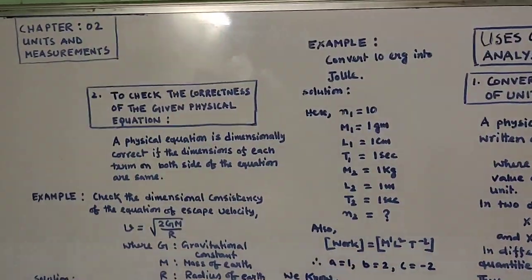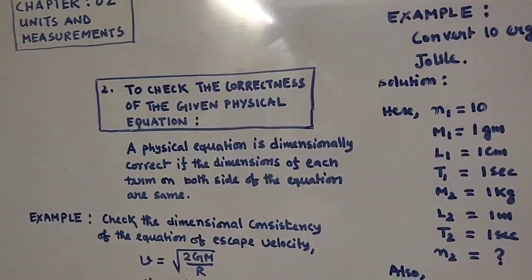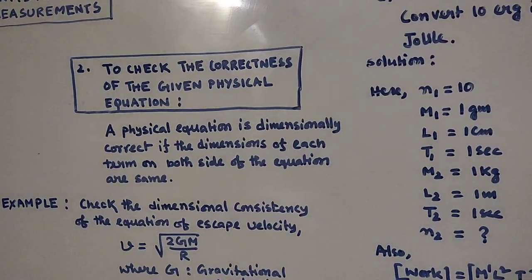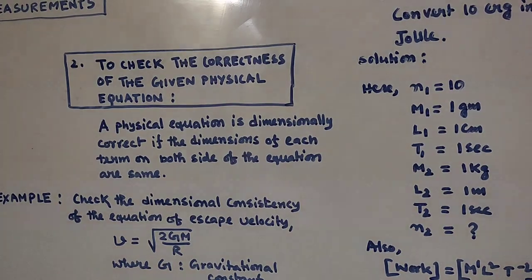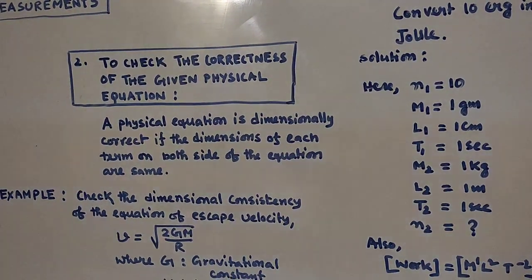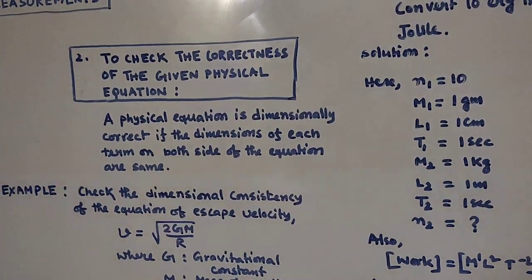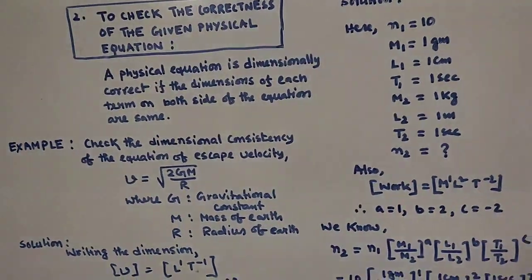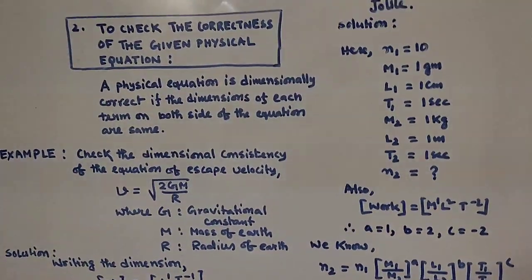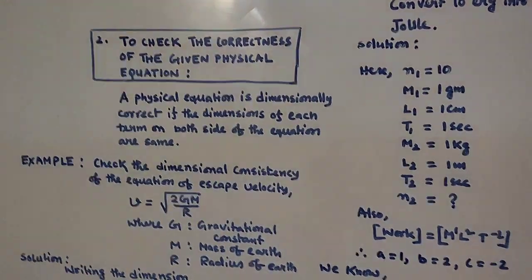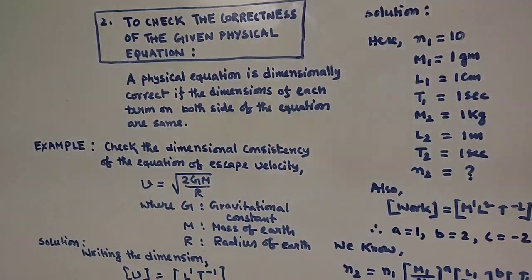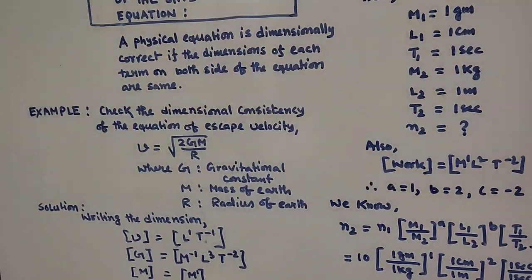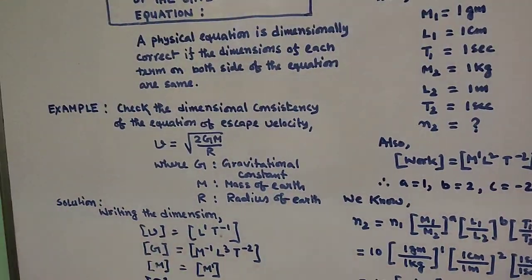Now the second application which you are going to define is to check the correctness of the given physical equation. A physical equation is dimensionally correct if the dimension of each term on both sides of the equation is the same. Okay, left hand side and right hand side both have identical dimension, then the equation is correct, otherwise it is wrong. So one numerical we have taken, check the dimensional consistency of the equation of escape velocity. You will get this one later on.